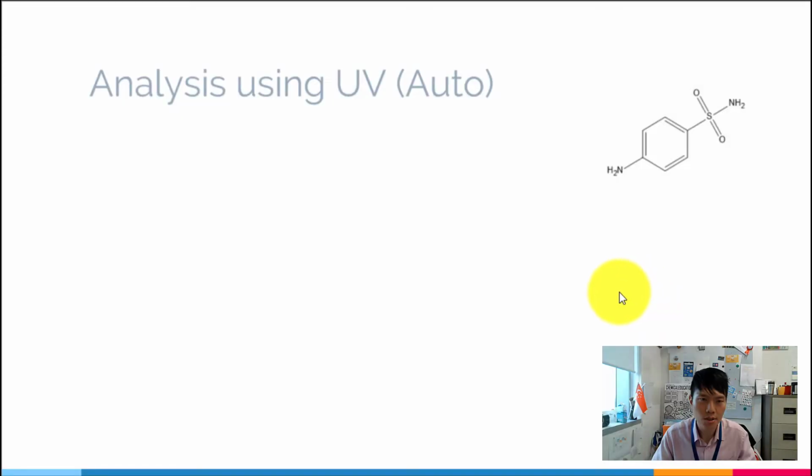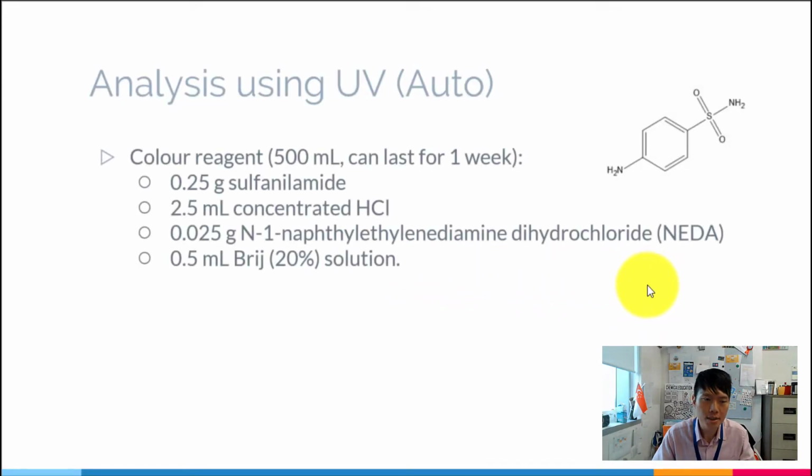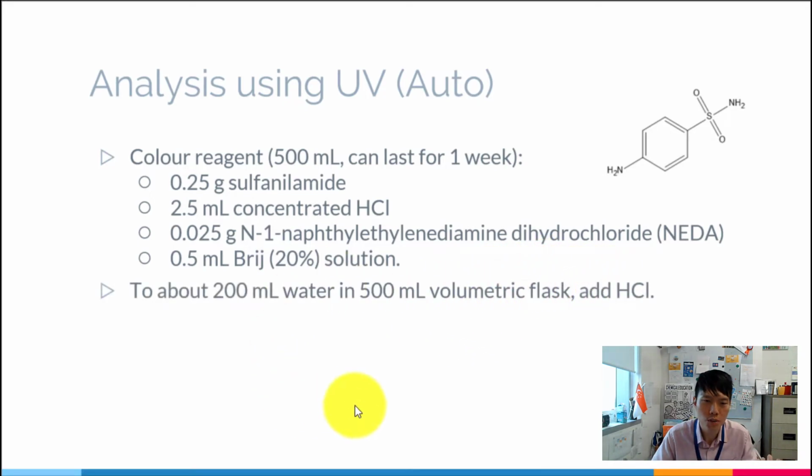This is not covered, but here I want you to understand that you want to see the color, so there must be some kind of organic reaction there. You have 0.25 grams of sulfonamide. This is the structure. 2.5 mL of concentrated HCl. Your NEDA, N-1-naphthylethylenediamine dihydrochloride here. So the structure is below. Then you make up to the solution in the volumetric flask to allow mixing.